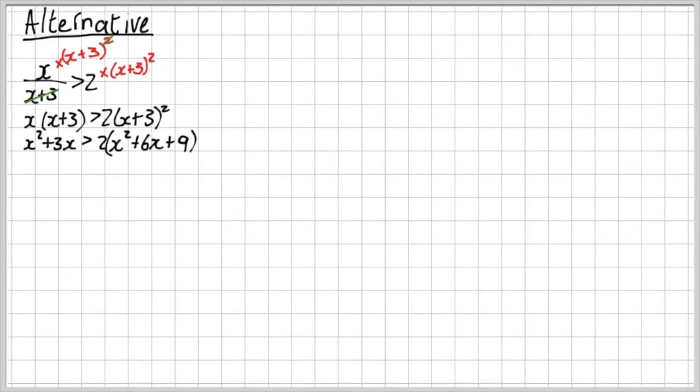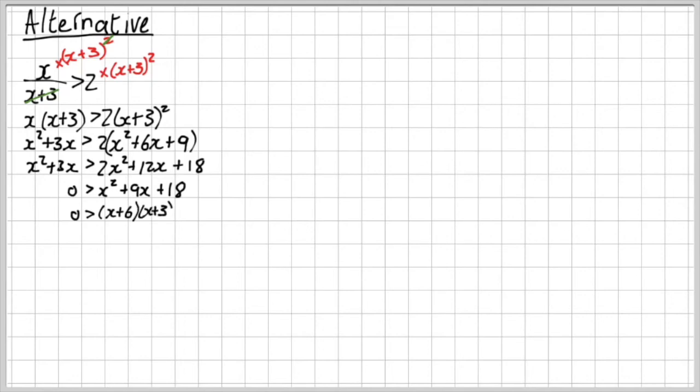After multiplying that out, I'm still not done with my simplification. I need to get a 0 on one side. So in other words, x squared plus 9x plus 18, which leads me to x plus 6 and x plus 3. Ladies and gents, that's exactly what I got in the previous sum by changing the divide into a times.